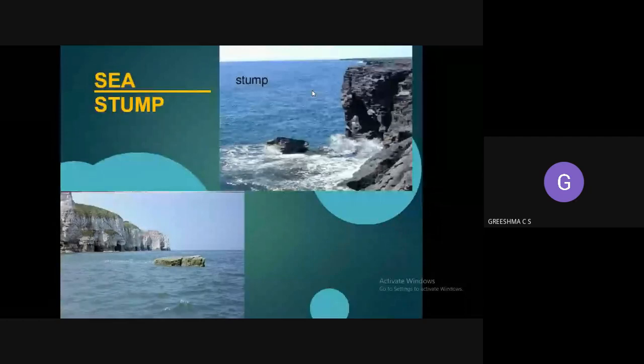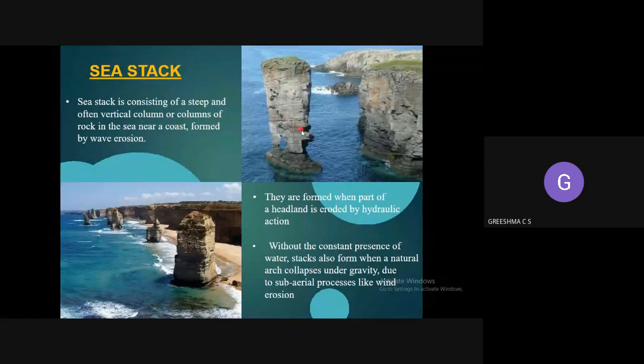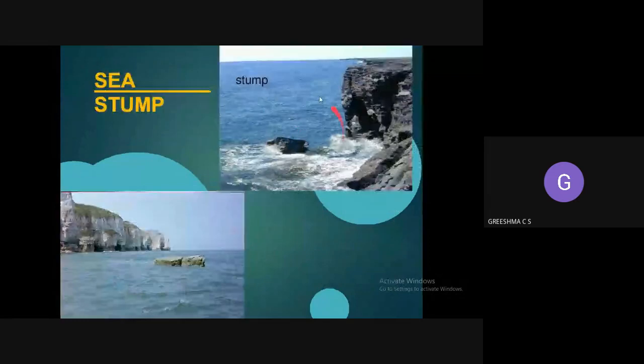Sea stump is basically what is happening. You can see this rock mass. The rock mass has been disintegrated due to the wave action. Because of wave action, this large rock mass disintegrates. After disintegrating, it will form a formation like this. So this is called a sea stump.